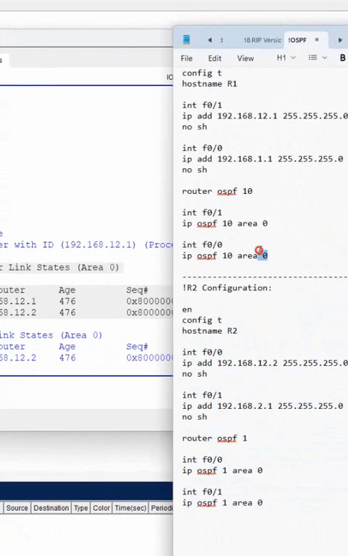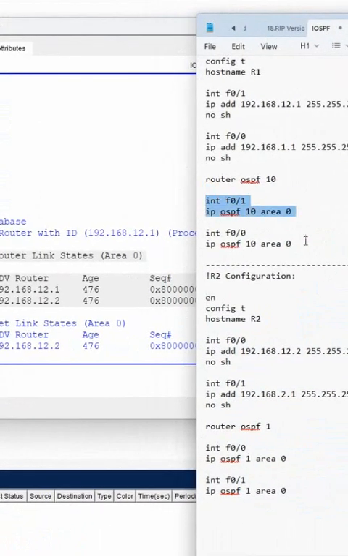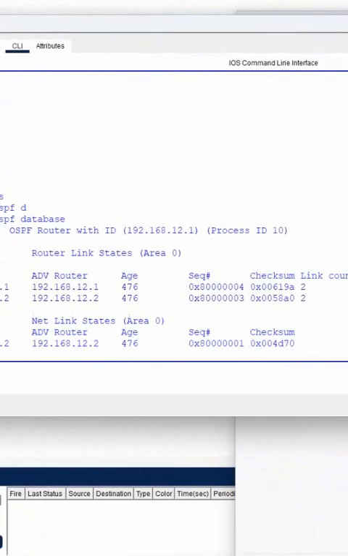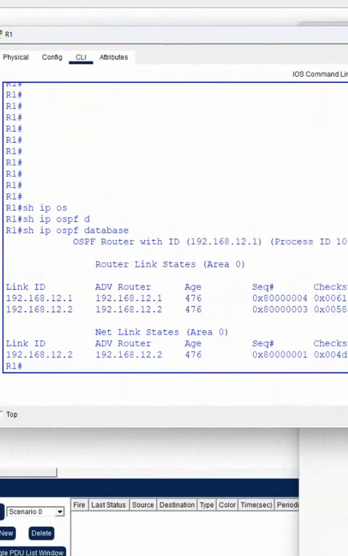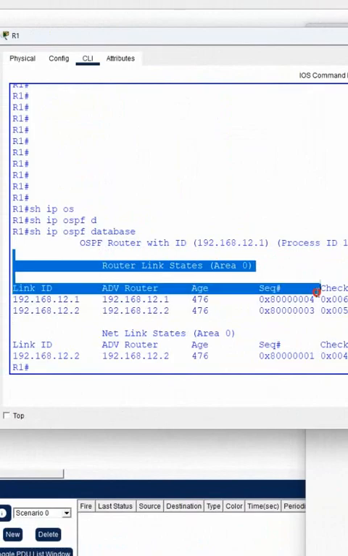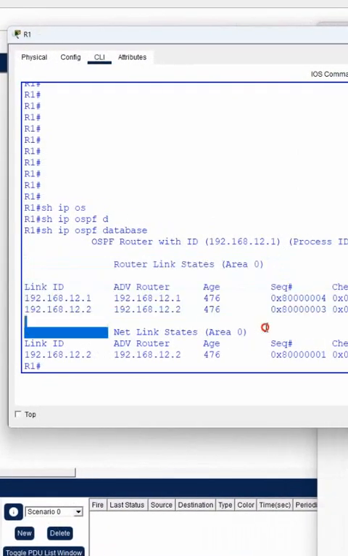How do we know? Because here we put this interface also in area 0, this interface also area 0, this interface is also area 0, this interface is also area 0. So everything is in area 0. So what we need to remember, LSA1 is also known as router LSA, generated by all the routers within the area. Then you have the LSA2.